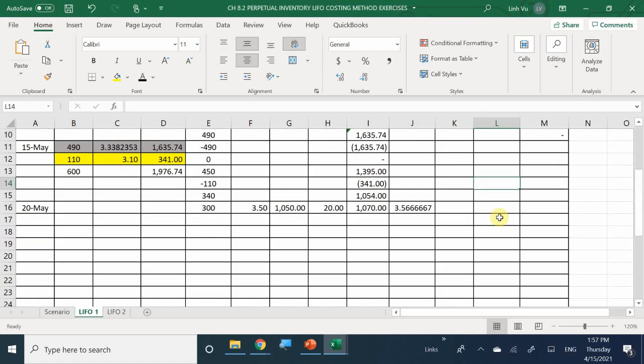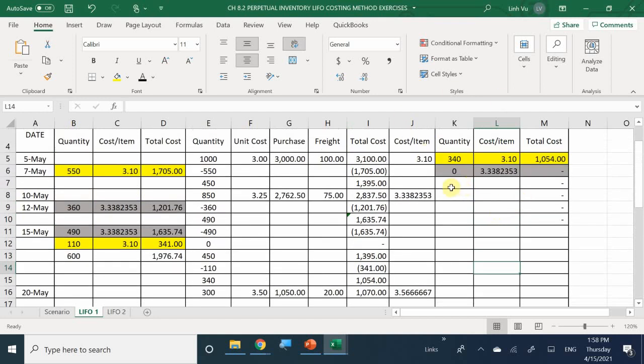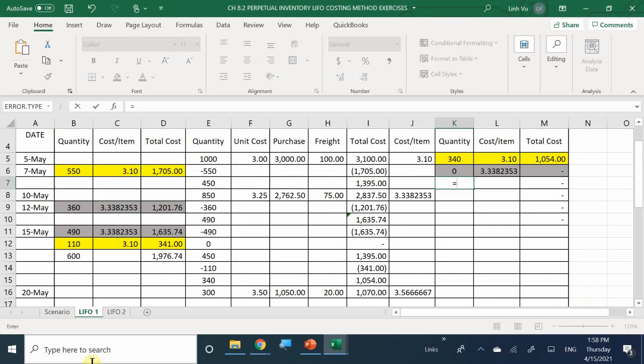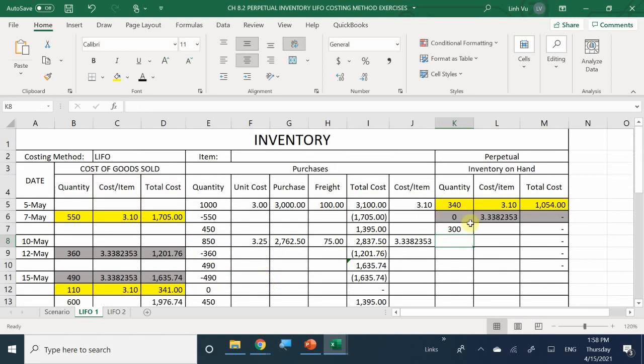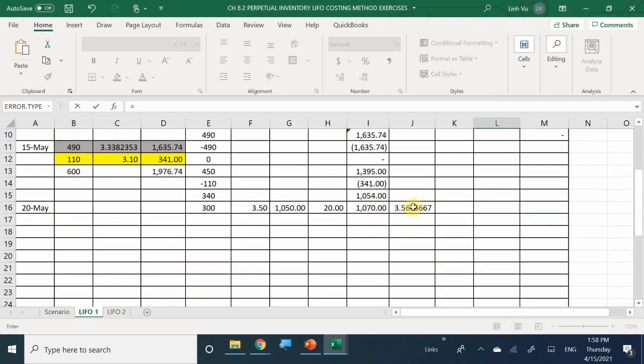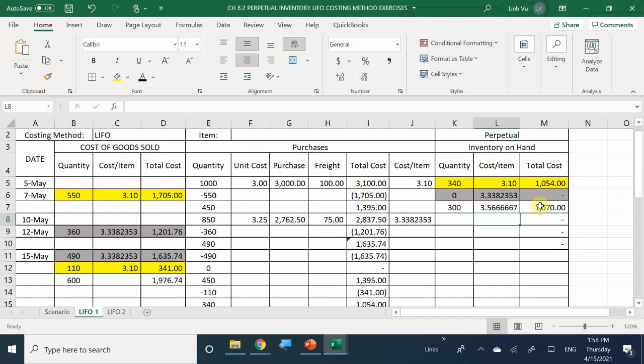So once again, now that I've completed my middle section, I'm going to add this into my inventory on hand. So I have a new additional 300 at 3.566667. My formula already automatically calculated, so what color should I choose now?